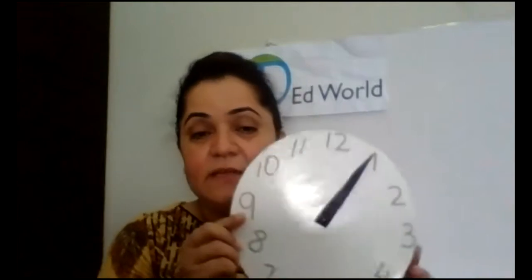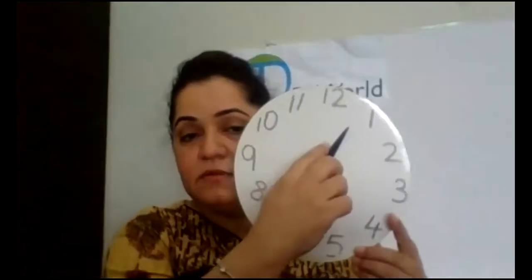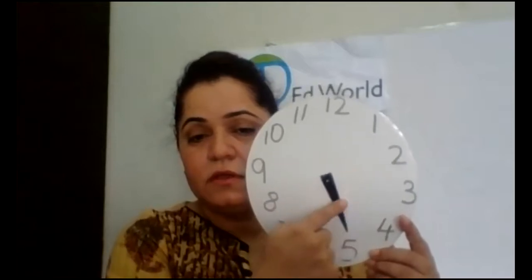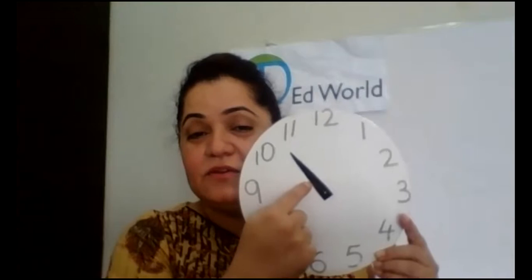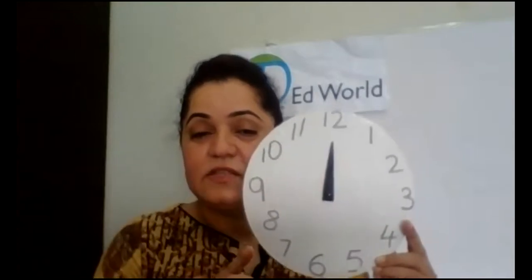So for that, first of all, I am going to show you the needle which represents all the hours, right? Sorry, that is for the small one. The small needle is always to show the hours, right? Now 1 o'clock, 2 o'clock, 3 o'clock, 4 o'clock, 5 o'clock, 6 o'clock, 7 o'clock, 8 o'clock, 9 o'clock, 10 o'clock, 11 o'clock, and 12 o'clock, like this. So this is the arm which shows us the hours, right?